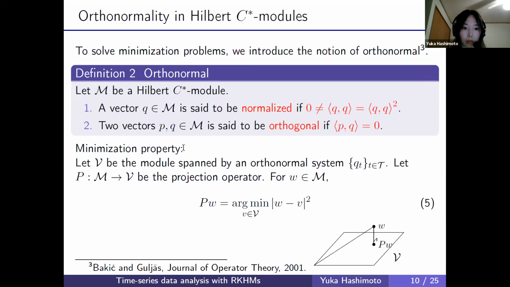And for data analysis, we want to solve a minimization program. And so for this purpose, we introduce the notion of orthonormal. Vector Q is said to be normalized if the inner product between Q and Q itself is idempotent. And I think this is not so obvious extension of the case of Hilbert spaces. But it will be useful for data analysis actually. And we will explain how we can use this property in data analysis later.